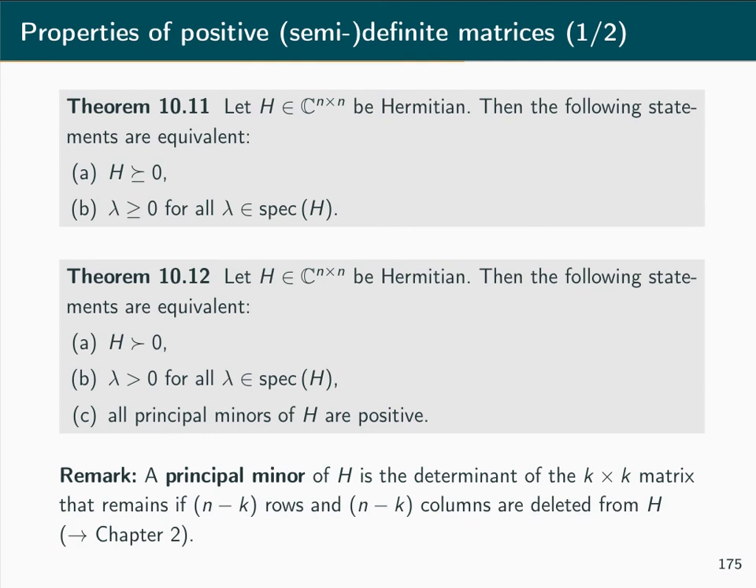The only thing that's a little harder to prove is Theorem 10.12 C, but the statement is just included for the sake of completeness and we won't use it as part of this course. Nonetheless, it should be remarked that a principal minor of H is defined as the determinant of the k by k matrix that remains if n minus k rows and n minus k columns are removed from the matrix H. Recall that we have already discussed minors in chapter 2.